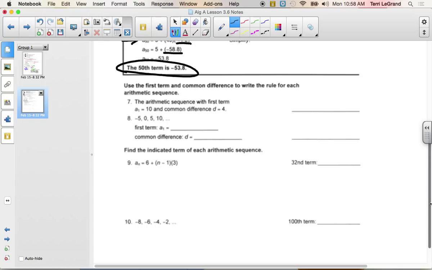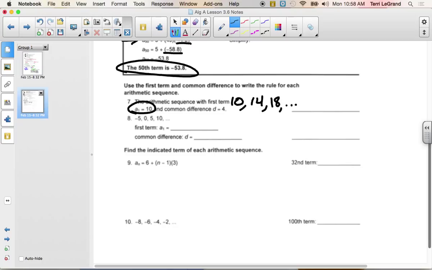We have the arithmetic sequence. All they're telling us is that the first term, a sub 1 equals 10. So our sequence starts with 10, that's what they're telling us. And the common difference is 4. So it starts with 10. Let's just kind of have a picture of what this would look like. 10 has a common difference of 4. What would the next term be? 14. It's got a common difference of 4. What would the next term be? 18.